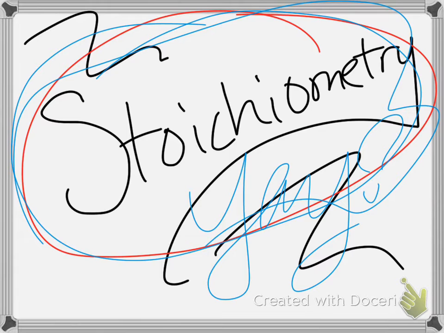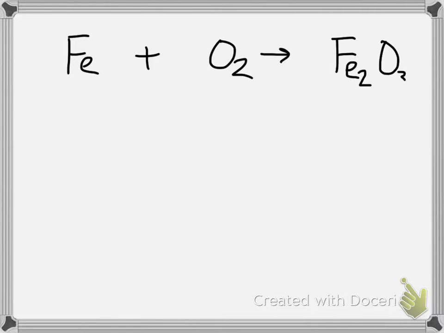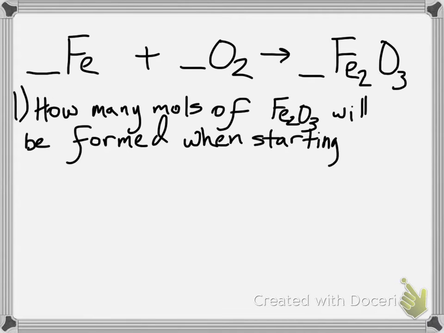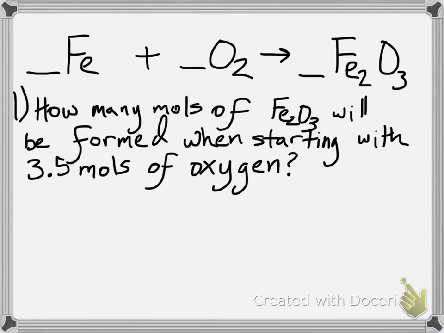So here's some sample problems, and I'm using the Pharaoh's worksheet as a guide, but I'm going to use a sample problem that's different than what's on Pharaoh's in order to show you how to do it with something different. My sample problem is solid iron mixing with oxygen gas, and you get rust, iron 2 oxide, or iron 3 oxide. So here's our sample problem. How many moles of Fe2O3, or rust, will be formed when starting with 3.5 moles of oxygen?